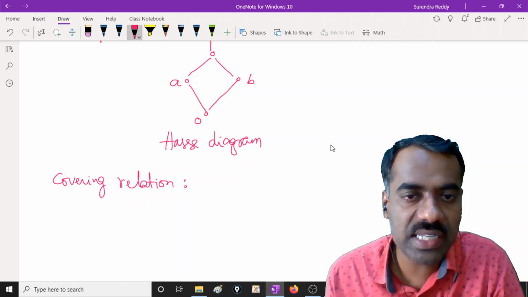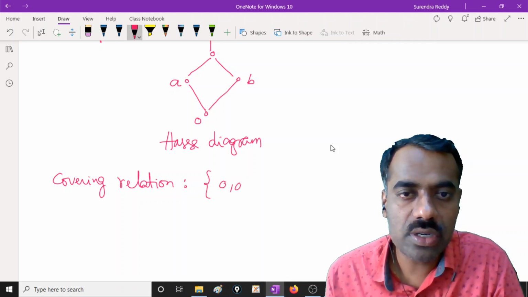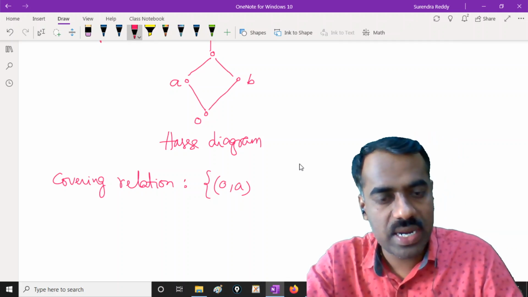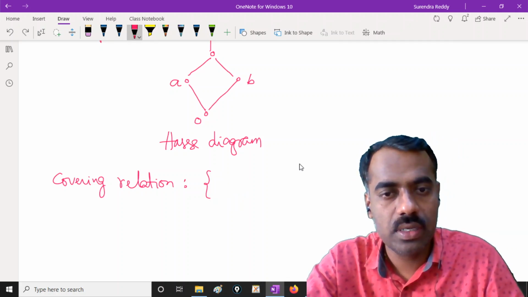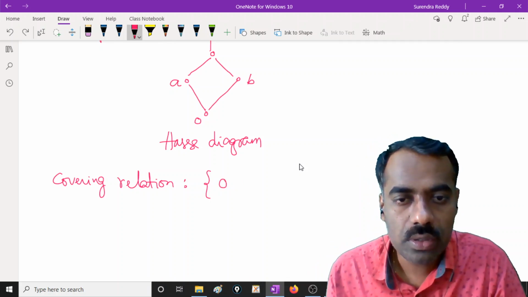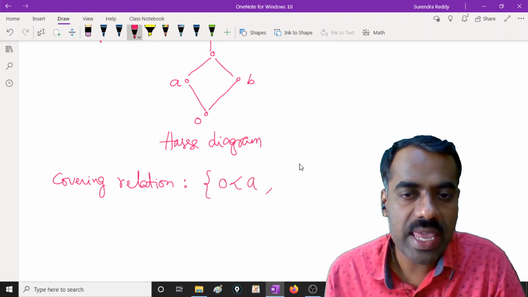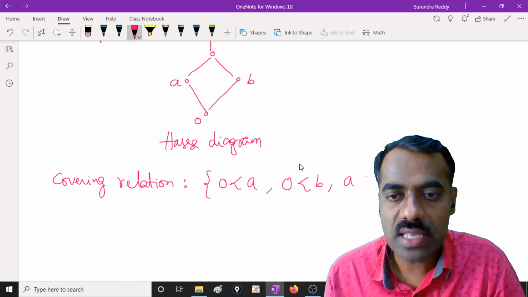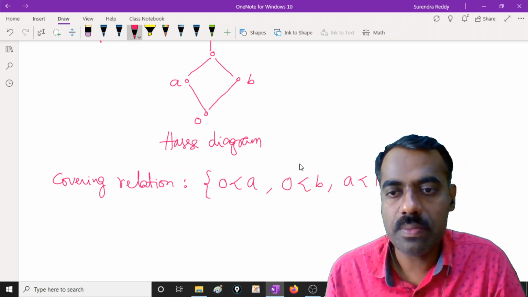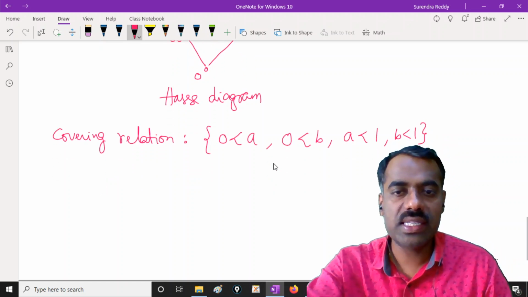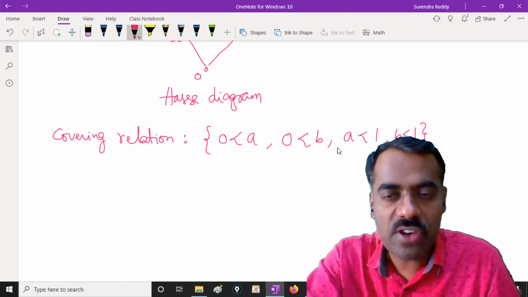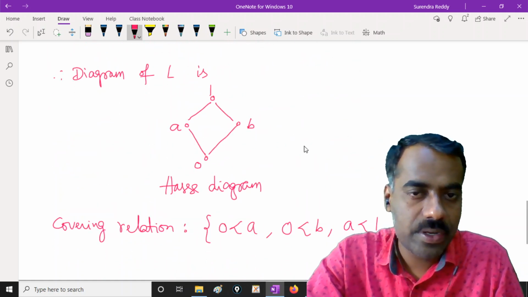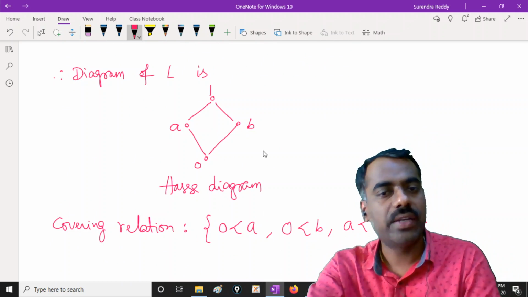What is the covering relation? Simply, we write it in the form of relations. So 0 is covered by a, and 0 is covered by b, and a is covered by 1, b is covered by 1. Is this clear? If you have these four relations, then you have the entire diagram.